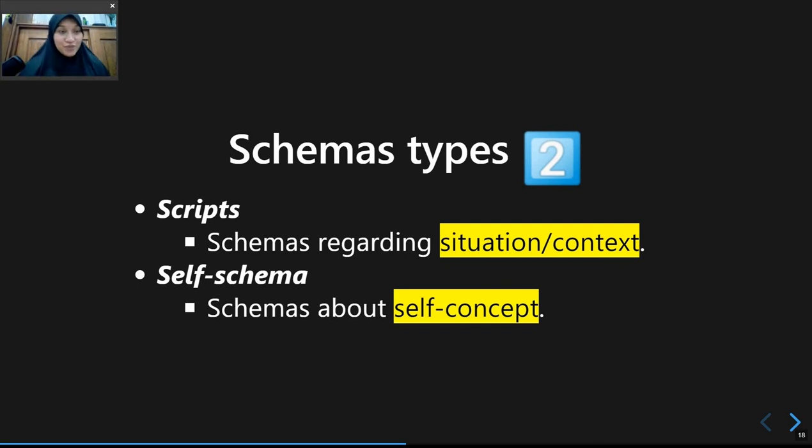And the next schema would be self schema. These schemas would tell you about yourself, so that you would keep any information about yourself in this box named self schema. So it basically contains how you perceive yourself, how you see yourself as a person, what you like, what you dislike, who you really are, your aspirations, your dreams, and stuff like that. And we're going to learn about self-concept later in this course.